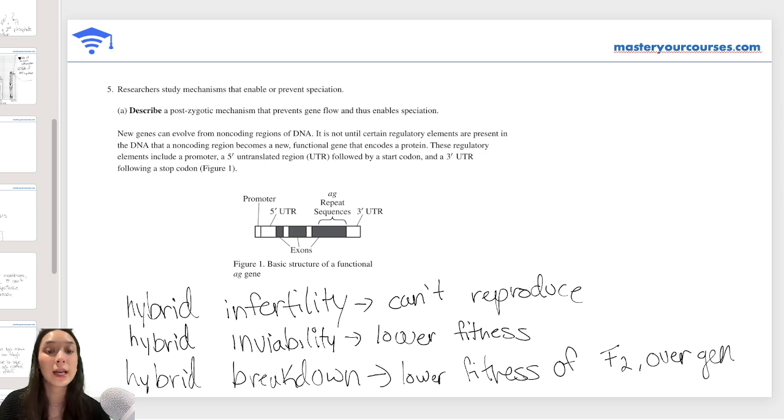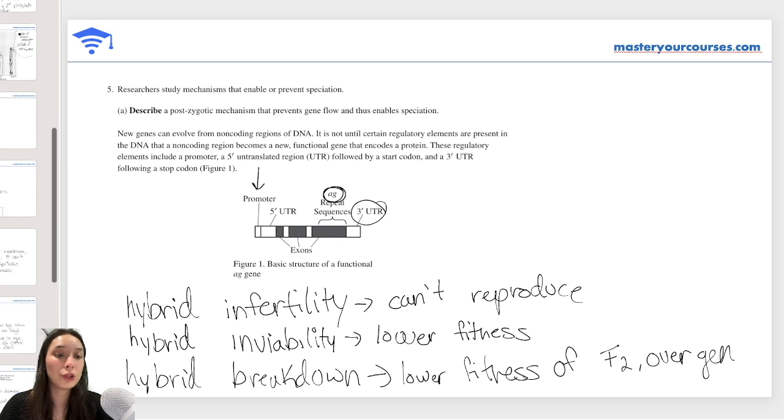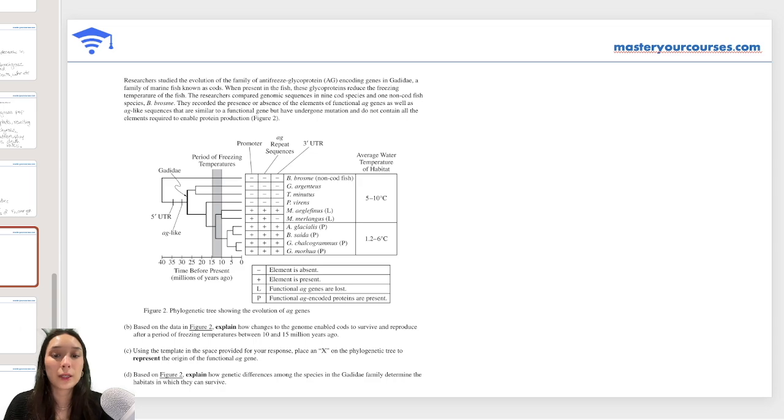This is specific to this AG gene, but all coding genes will have this structure where they'll have the promoter, where you have the binding, the 5' UTR, your exons, your introns, the main bulk of it, which is your AG repeat sequence, and then you always have a 3' UTR. Okay, so let's go to the next part of the question. Zoom this in a little bit.